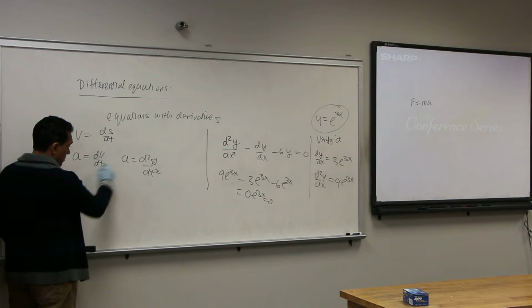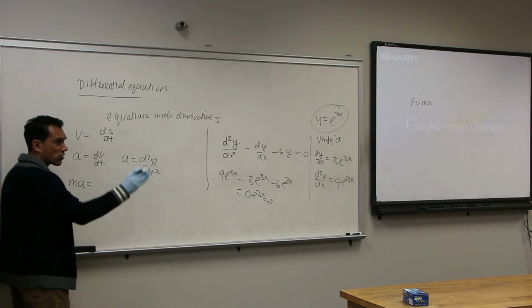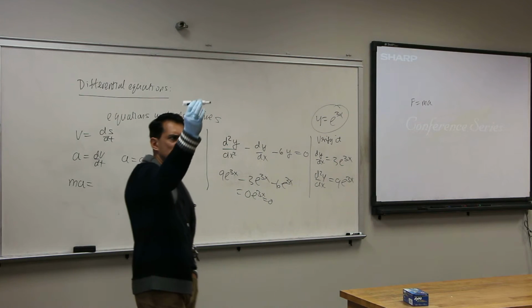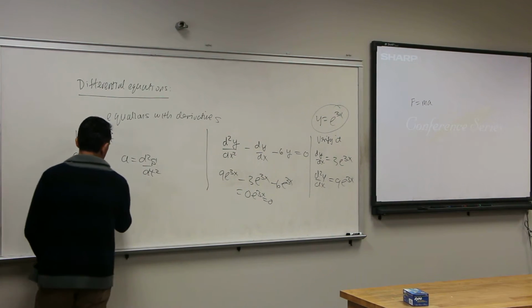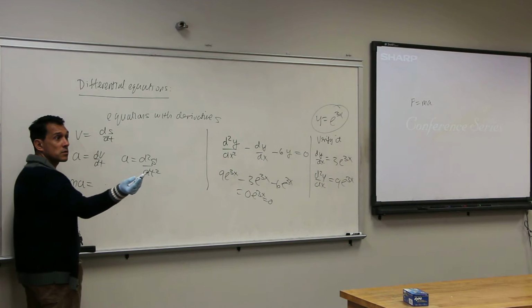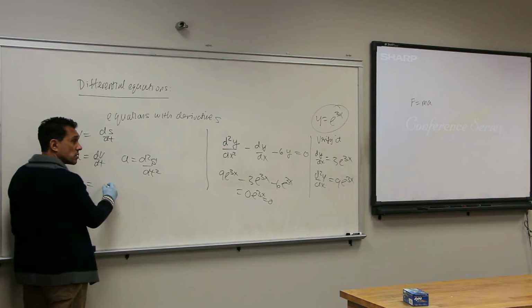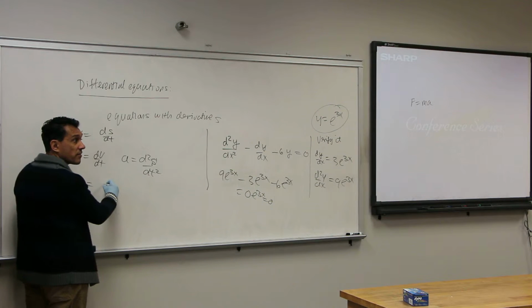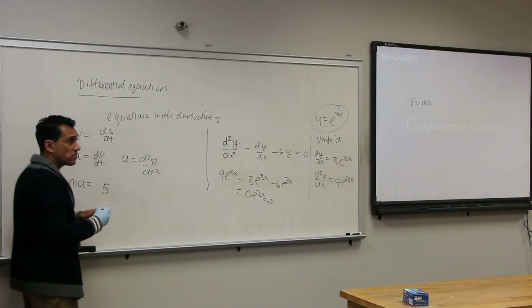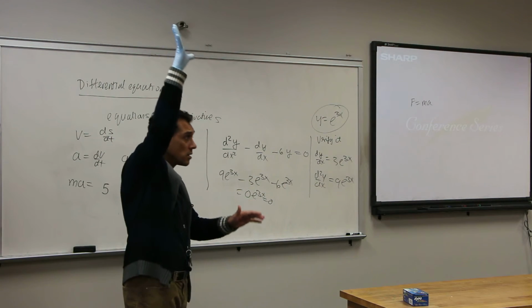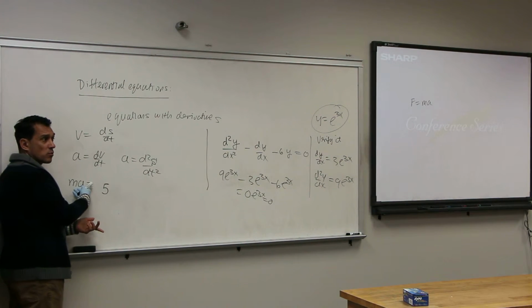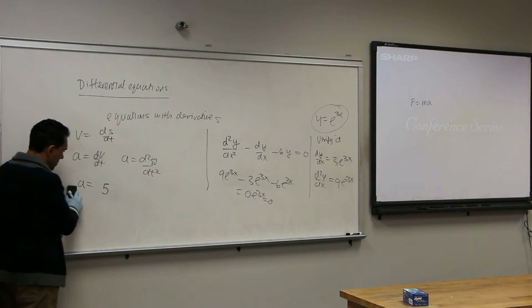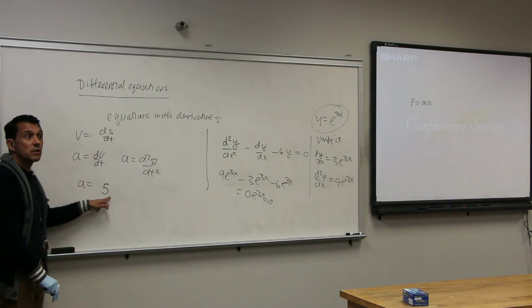So the mass times the acceleration will be constant. 10 newtons. Give me a constant force. I give 5. The force acting on this body. Now let's say the mass is 1.